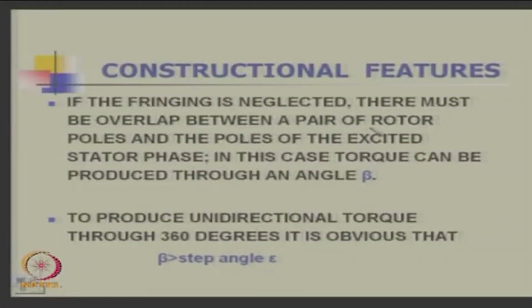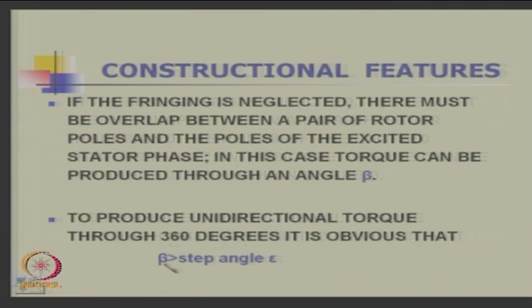Okay. So, it does not go through the iron. So, if the fringing is neglected, there must be overlap between a pair of rotor poles and the poles of the excited phase. Okay. So, torque can be produced through an angle beta. Beta is the step angle, to produce unidirectional torque through 360 degrees.